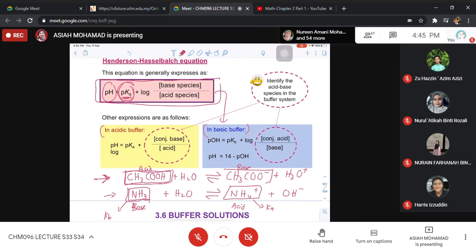So this is the base in your system. This is the acid in your system. So that's it. You will get the pH immediately. So it actually can be used in both systems, but you just have to identify which species is the acid in your system and which species is the base in your buffer.